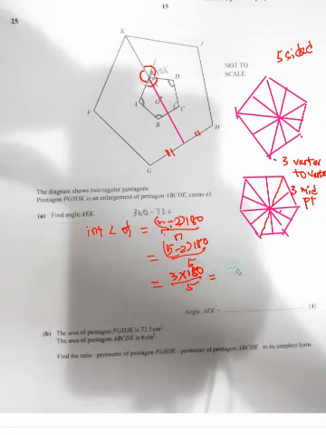So it's 3 times 180 is 540, divided by 5, that gives you 108 degrees. So this is actually 108. So we're going to take 360 minus 108, that makes up 252.